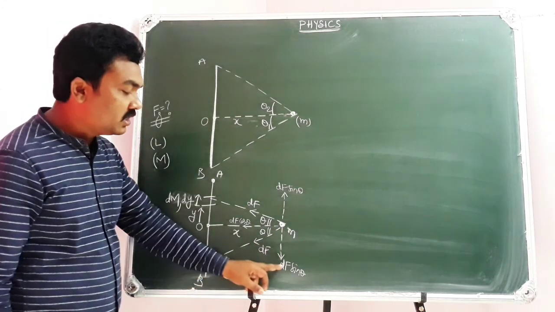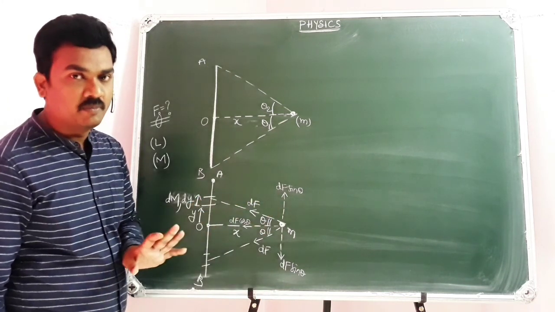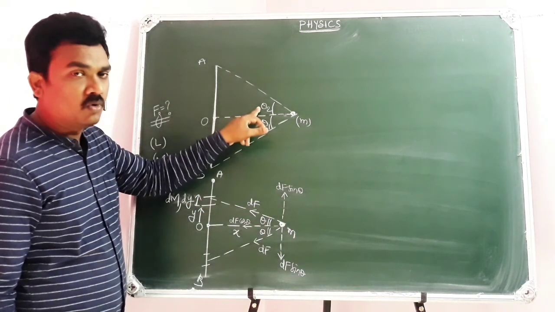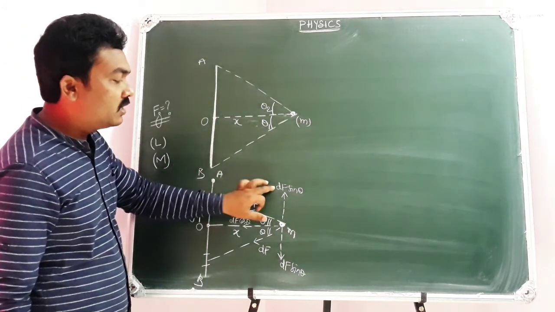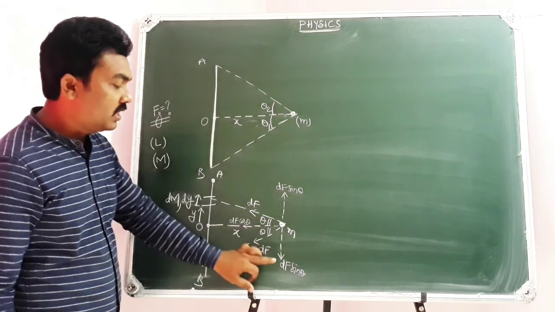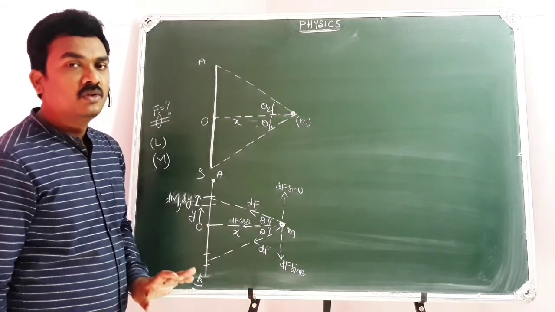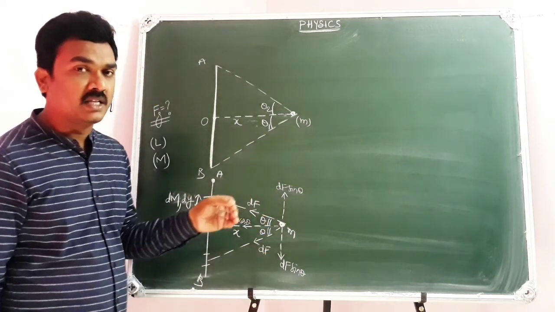Then due to that, this dF sin theta will be more vertically down compared to vertically up. If theta 2 is more, then the number of elements in the upper portion will be more. Then this dF sin theta in the upward direction will have more components than the downward components. So these two vertical components need not cancel each other.